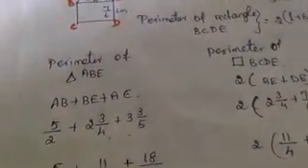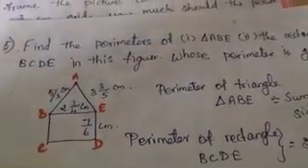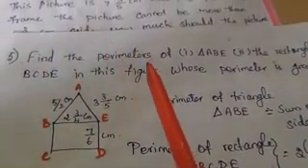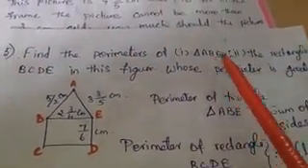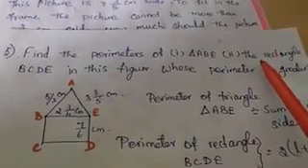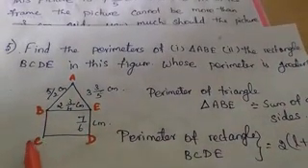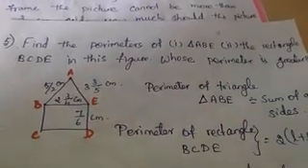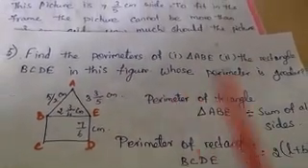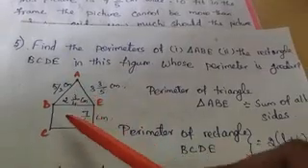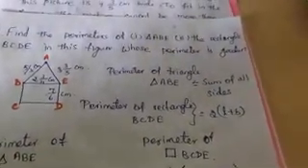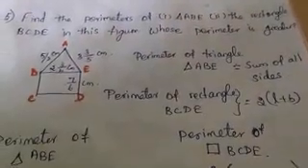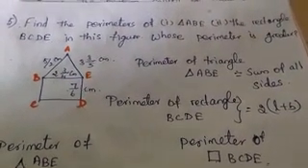Question number 5. Question number 5 is that find the perimeter of triangle ABE and the rectangle BCDE in the figure. This figure is given to you and whose perimeter is greater. Out of triangle and rectangle, which perimeter is greater, that you have to write down. First we have to find out the perimeter, then only we can write which is greater.